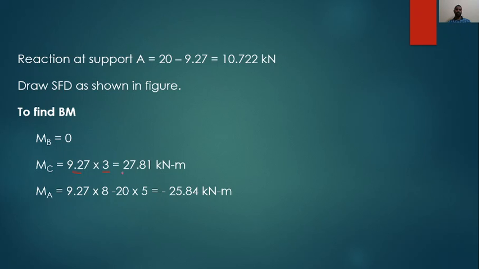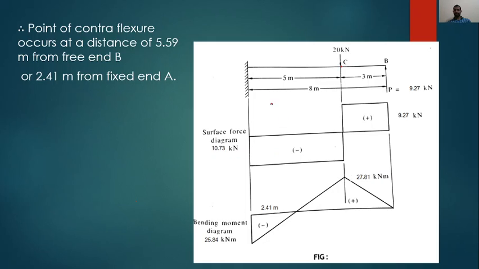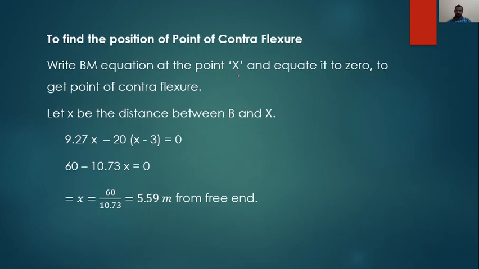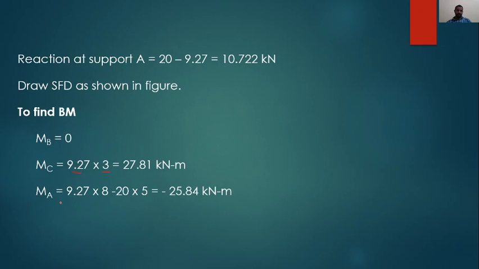9.27 multiplied by 3 is 27.81 kilonewton meter. Similarly, bending moment at A, over here at the fixed support, is equal to prop reaction multiplied by 8 minus 20 into 5. Yeah, 9.27 into 8 minus 20 into 5, that is minus 25.84 kilonewton meter.